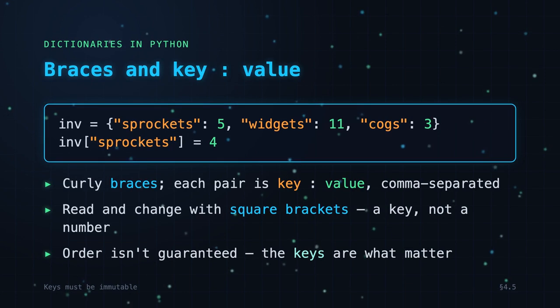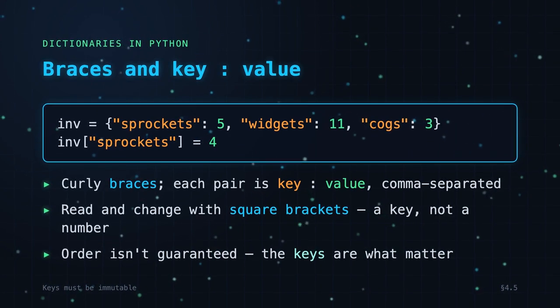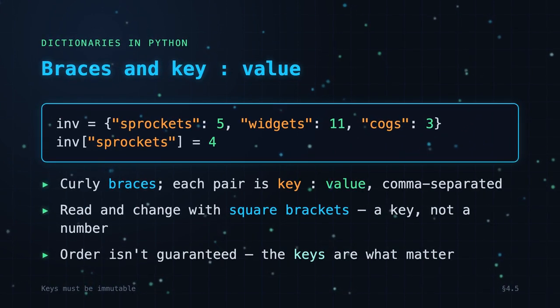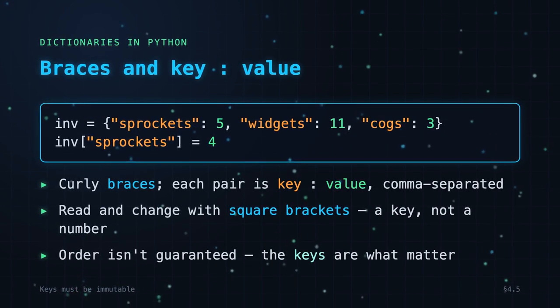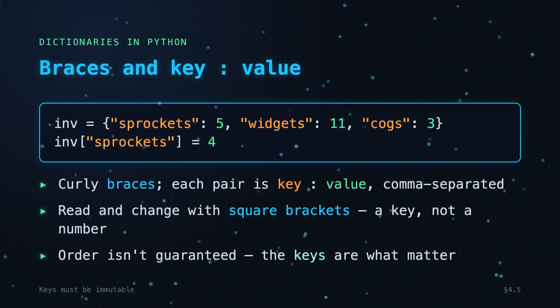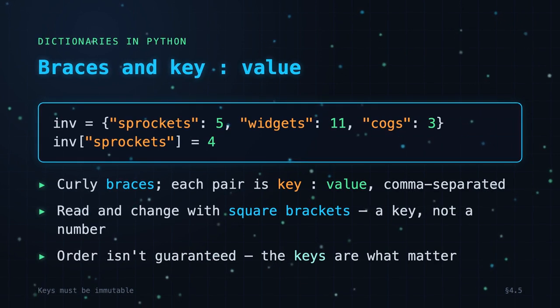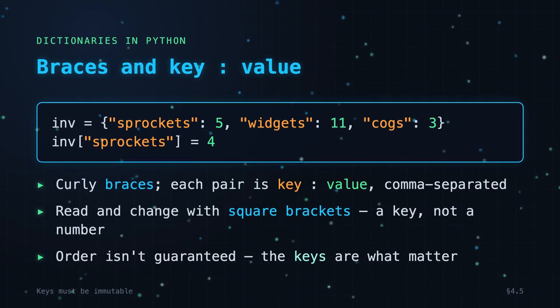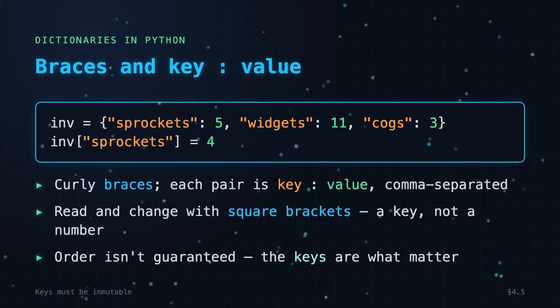In Python, dictionaries are wonderfully direct. We use curly braces, and inside, each pair is written as key:value, separated by commas. Here's an inventory: sprockets 5, widgets 11, cogs 3, gizmos 15. To read or change a value, we use square brackets with the key inside, just like a list, but with a name instead of a number. One thing to know: Python doesn't promise to keep the pairs in the order you typed them. The keys are what matter, not their position.